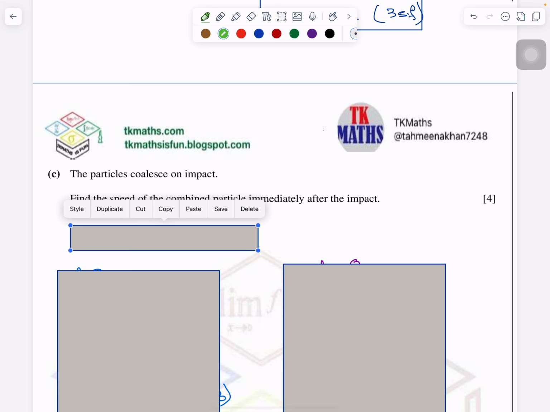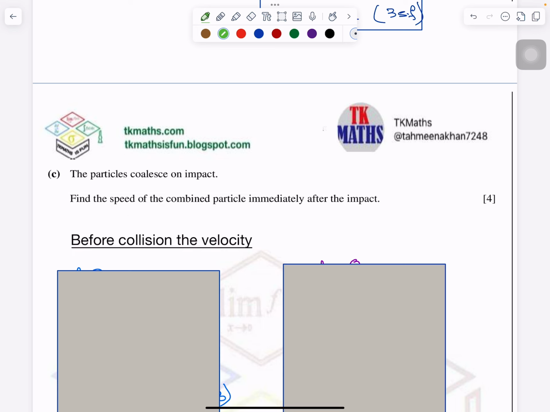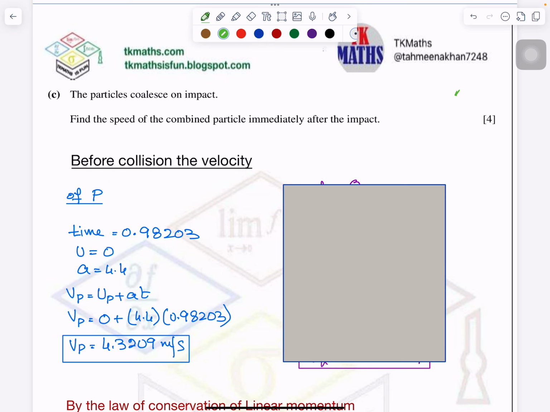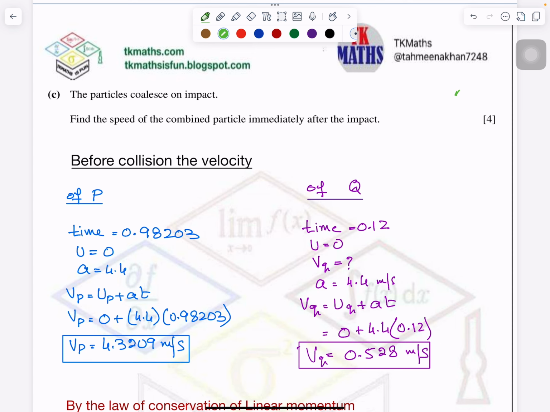Momentum, right? So before collision, we have to find out the velocities now, because we don't have the velocity. When they were colliding, at that point, what is the velocity of P and Q? We don't know. So we have to calculate it. The time we know is 0.98203 taken by P. So using the constant acceleration formula, V is equal to U plus AT, we can calculate it.